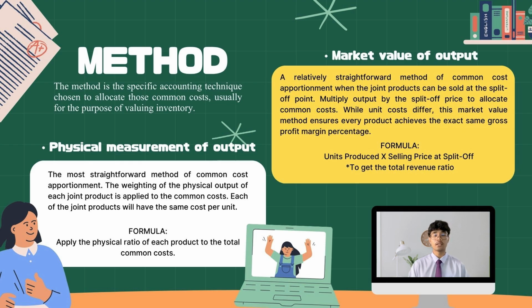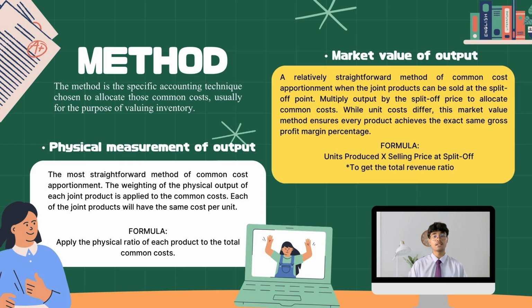The first point is physical measurement of output. This is the first method that allocates joint costs using a physical measure such as units, kilograms, liters, or tons. The formula to calculate is: allocate total joint cost in proportion to each product's physical output.